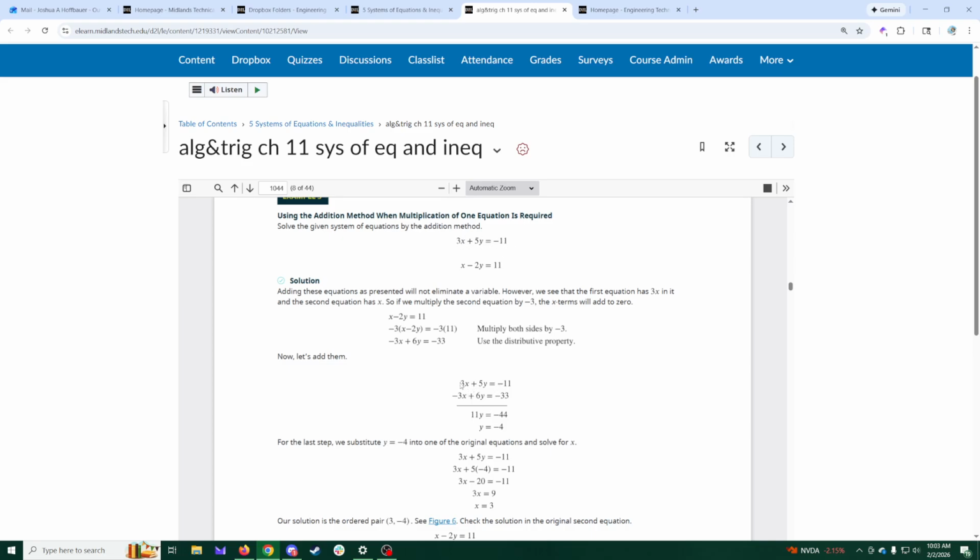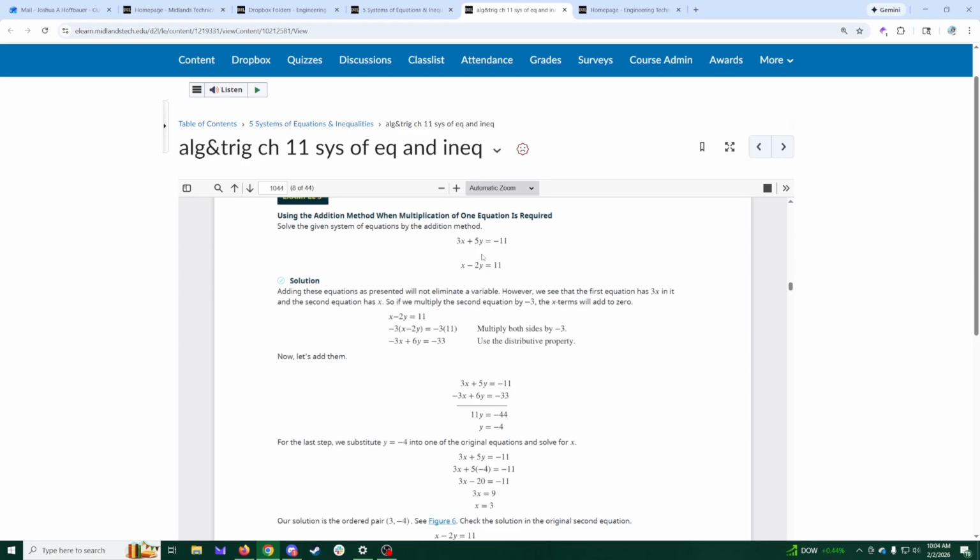And now, conveniently, x minus 3x is 0, so those just cancel out, leaving you with 5y plus 6y, which is 11y, on the left side, and negative 11 minus negative 33, which is negative 44, on the right side, which would let you solve for y equals negative 4. And once you have y equals negative 4.